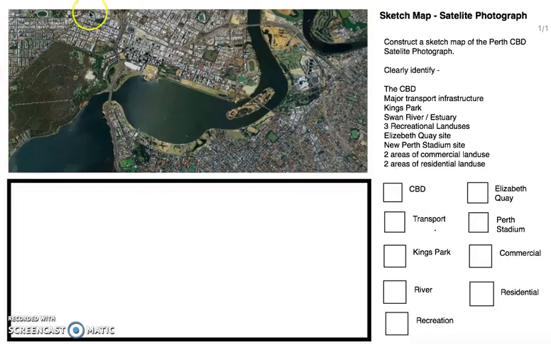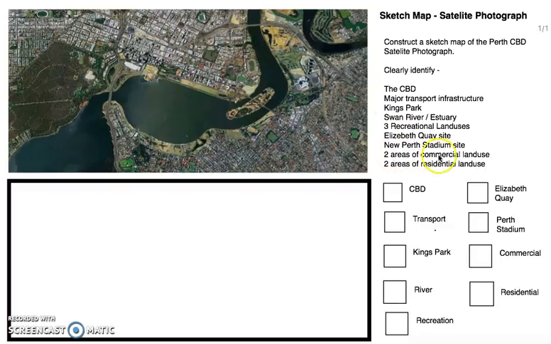I think it's Thomas Road along here at the back of Kings Park. So this is Kings Park. Swan Canning Estuary is here. We've got 3 recreational land uses. So we're going to put the Wacker Ground, which is here. There's Gloucester Park, the Burswood Golf Course, and the South Perth Cricket Club is down here. Elizabeth Quay site is in here. The new Perth Stadium, where I'll be sitting watching those Eagles dominate the Dockers, is up here.